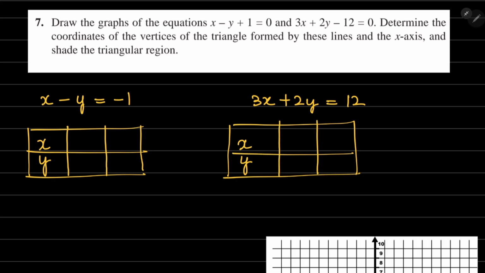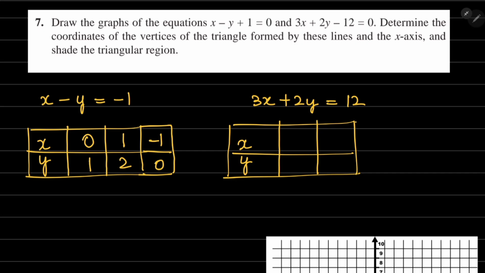Okay. So the first one is, if x is equal to 0, what will be y? Y will be 1. Right? If x is equal to 1, in that case, what will we have? 1 minus y equal to minus 1. So you'll have minus 2 that side, minus y. So here y will be equal to 2. If y is equal to 0, suppose if your y is 0, what will be your x? X will be minus 1. So we have got 3 points.